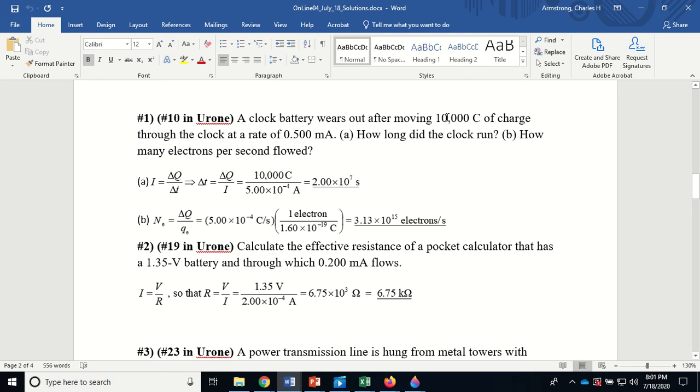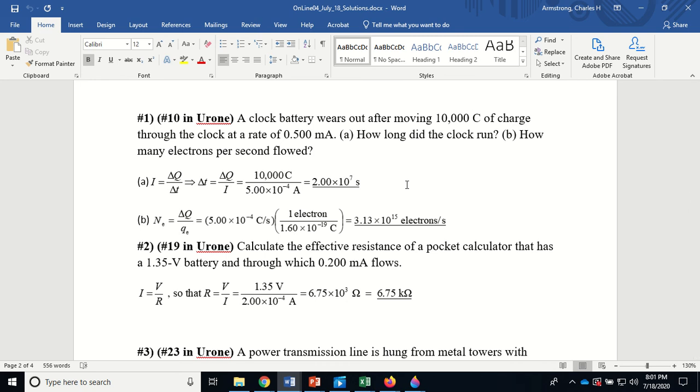Okay, so we put that much charge through it at this rate, 0.500 millicoulombs per second, so that's why it's 0.500 milliamps. So we solve for the time. We've got the coulombs, 10,000 coulombs, and the current, 5.0 times 10 to the minus 4 amps. So the clock would have run for 2.00 times 10 to the 7th seconds during that time. How many electrons flowed through?